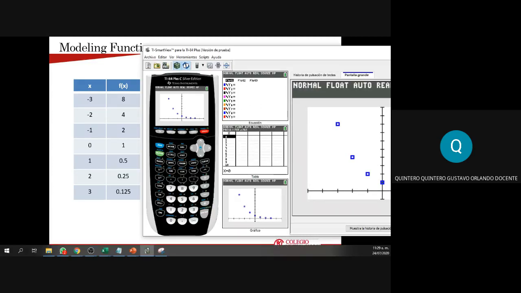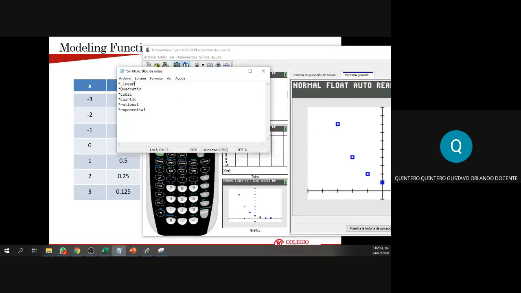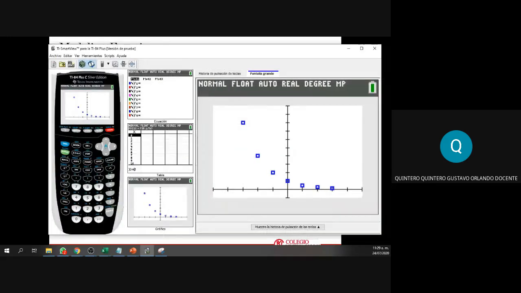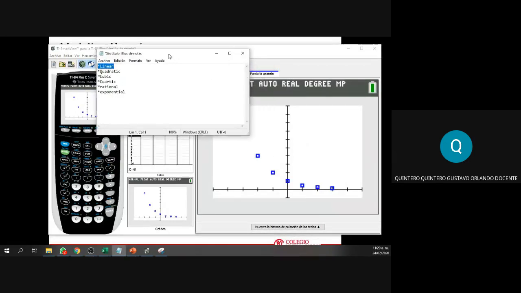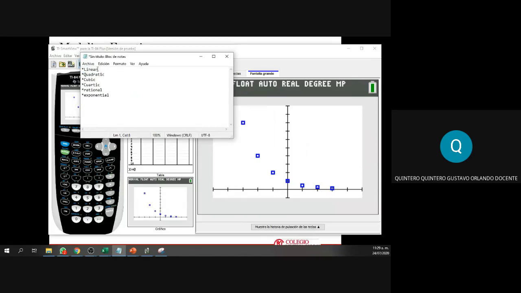Now, if we had said that this data behaved in a line, it clearly doesn't behave in a line, right? But let's assume for a minute that it did behave in a line. We could do a linear regression, right? Maybe if we had said that these points behave in a quadratic behavior, maybe we could have done a quadratic regression.